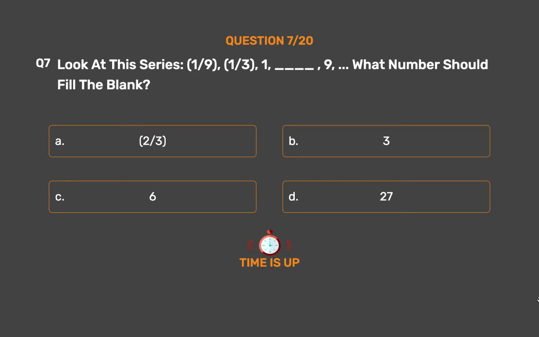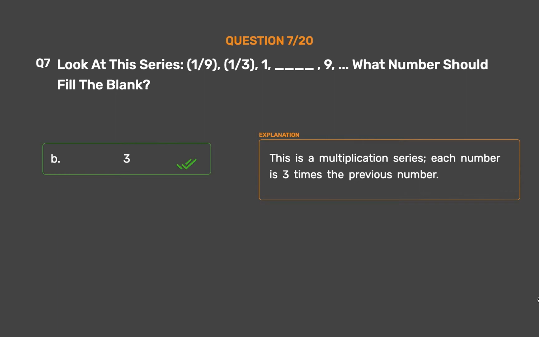The correct answer is Option B, 3. This is a multiplication series. Each number is 3 times the previous number.